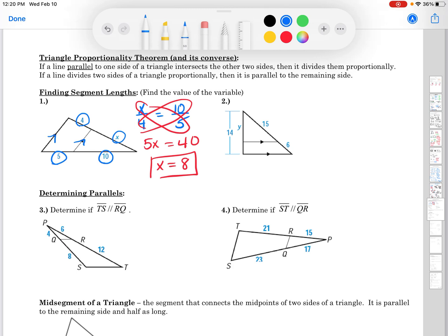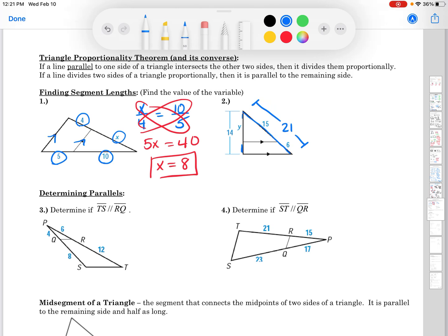So 14 is the entire side. I could do this a few different ways. I can either find the entire side over here and say 15 plus 6 is going to be 21, which is probably the easier way to do this. Or I can come up with the length of this portion here by subtracting 14 minus y.